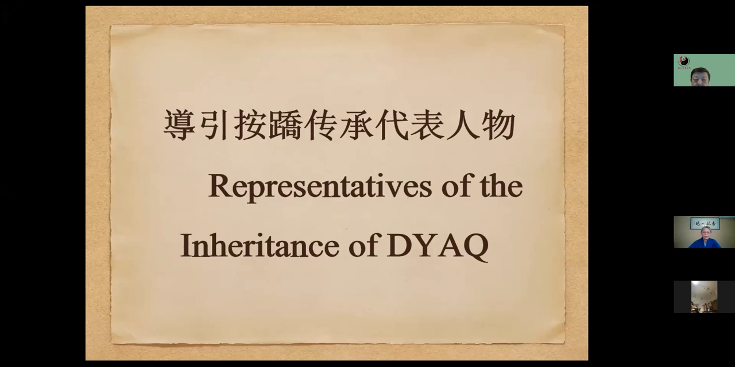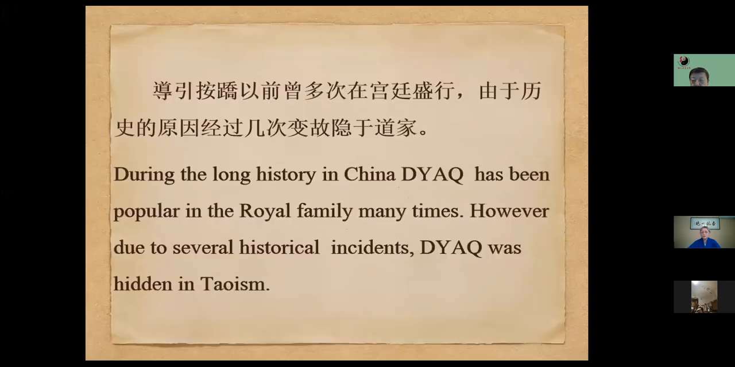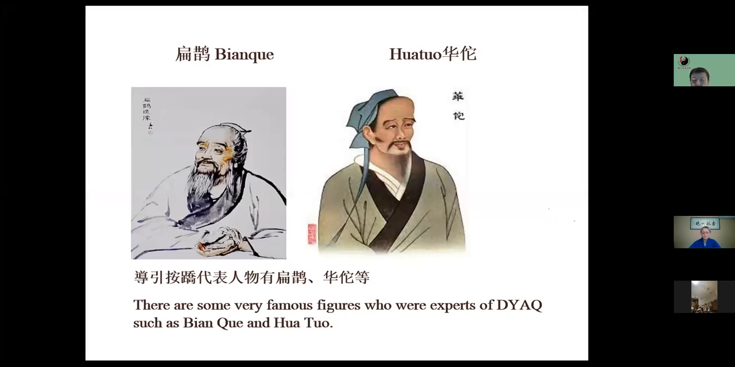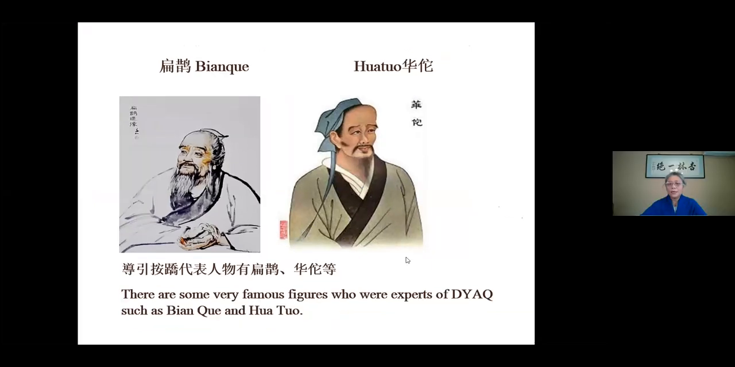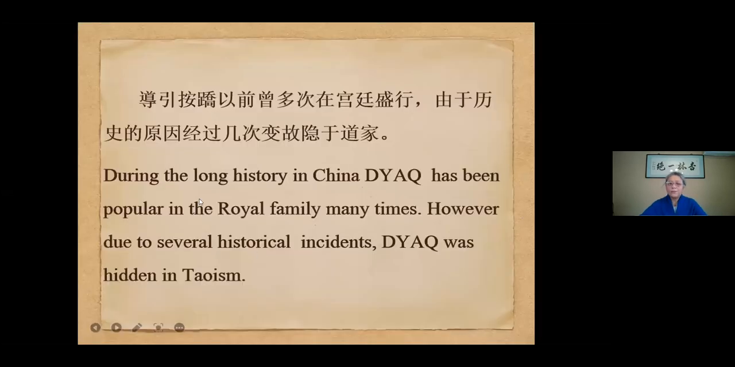Now we try to explain the representatives of the inheritance of 导引按跷. There are some very famous figures who were experts of 导引按跷, such as Bian Que and Hua Tuo. During the long history in China, 导引按跷 was popular in the royal family many times. However, due to several historic incidents, it was hidden in Daoism.